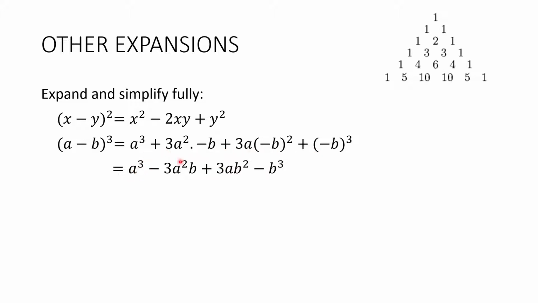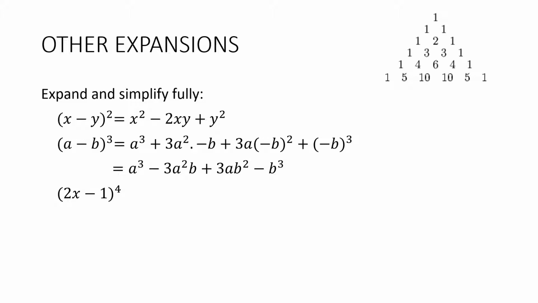Can you see why it's oscillating? This is a negative b to the power of 1, so that minus will stay. Here, I'm squaring out the negative. So minus b times minus b is positive b squared. Okay, so that's why it oscillates. Odd power, even power, odd power.